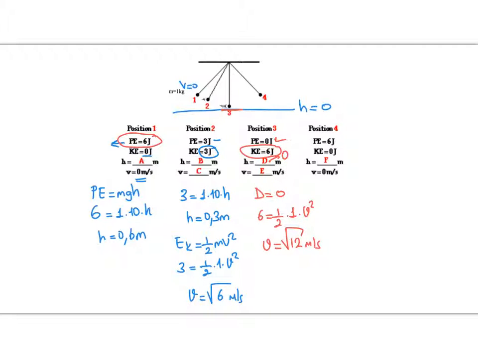At position 4, the kinetic energy is 0, so velocity is 0. The potential is 6. So you see that position 4 is the same as position 1. So the height should also be the same, which is equal to 0.6 meters.